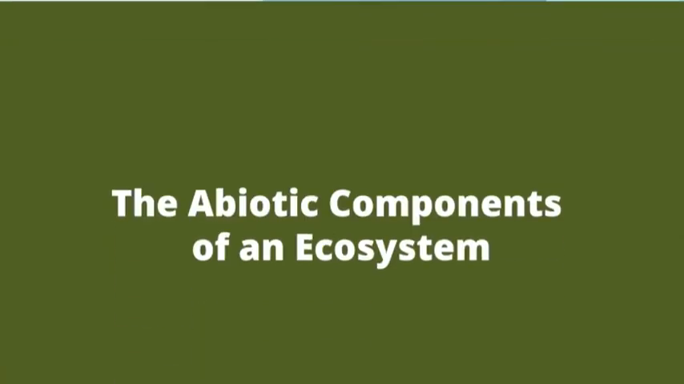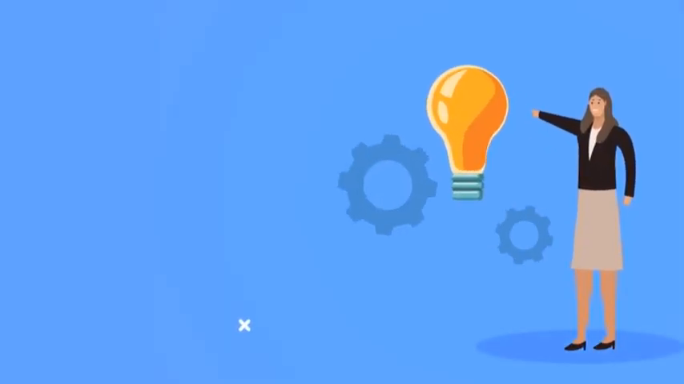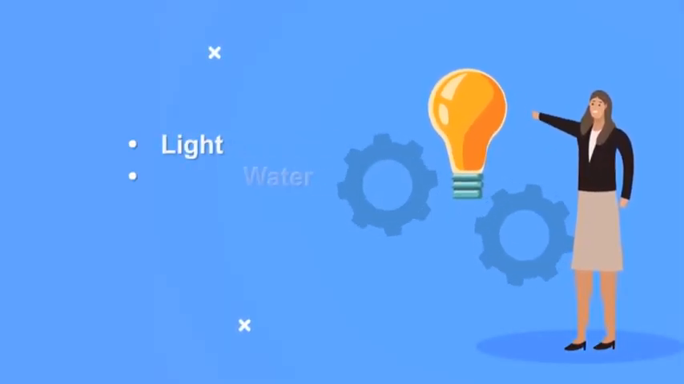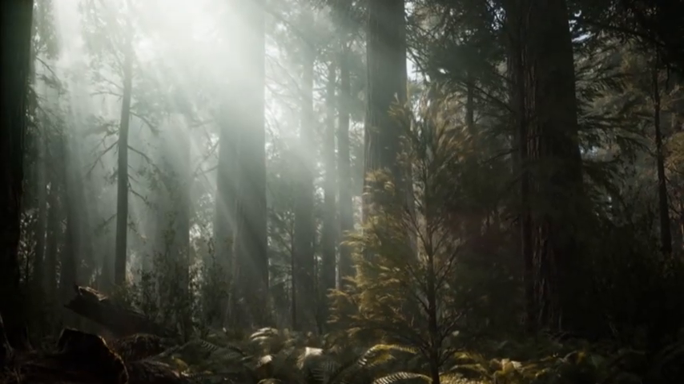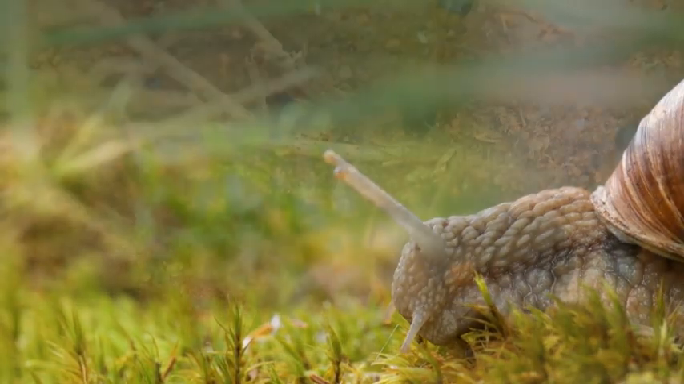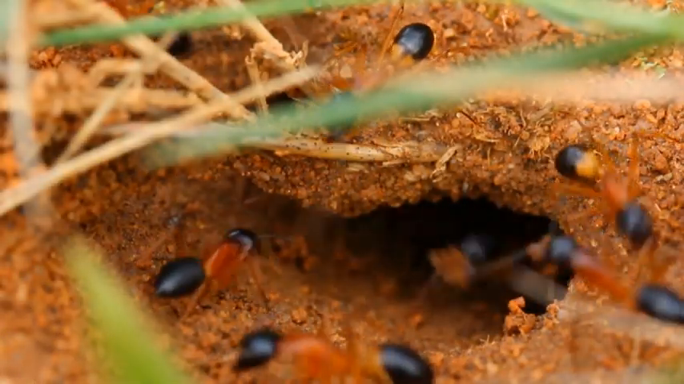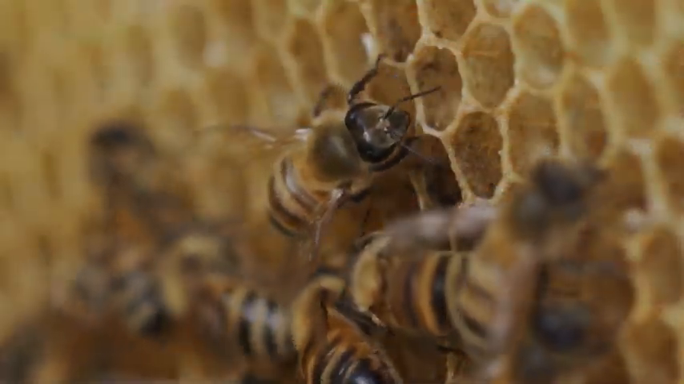The abiotic components of an ecosystem. Abiotic or non-living components include light, water, air, and temperature. These factors determine the growth and survival of organisms. They limit or control populations and stimulate organisms to adapt to their environment. Here are the abiotic factors in the ecosystem.